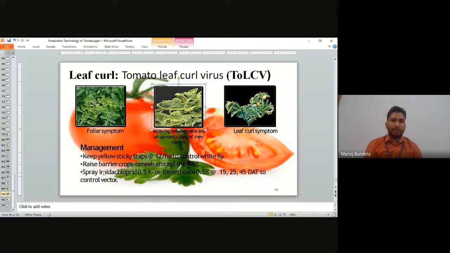Then management. Keep yellow sticky traps, 12 per hectare, to control the whitefly. We can use the yellow sticky trap to control leaf curl virus, as it is transmitted by whiteflies. Raise barrier crops such as cereals around the field. Spray imidacloprid 0.5% to control the whiteflies.